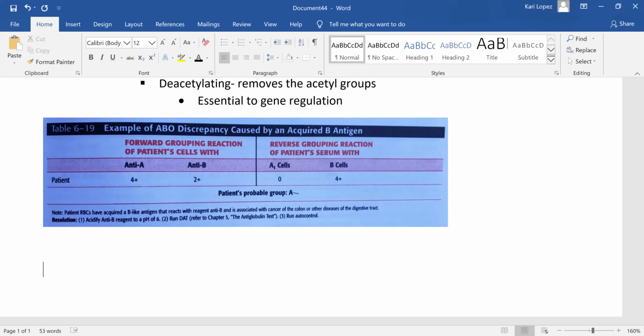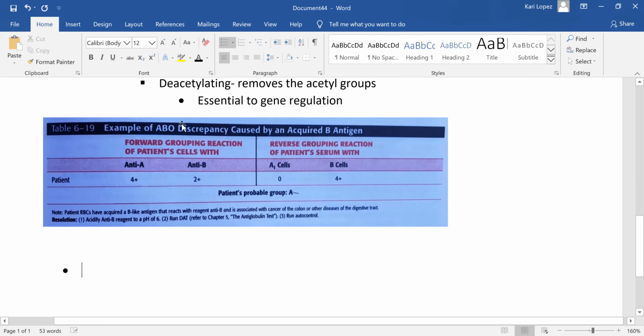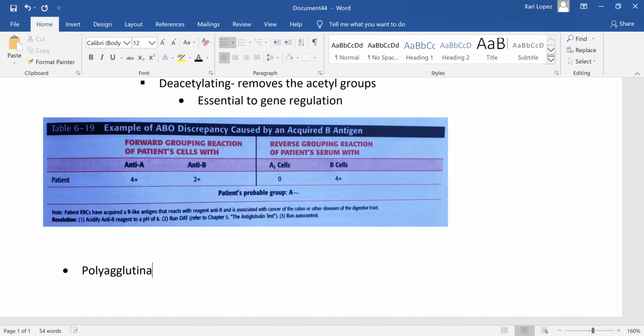Okay. And then another extra antigen example would be polyagglutination, which is a hidden antigen on the red blood cells that becomes exposed.